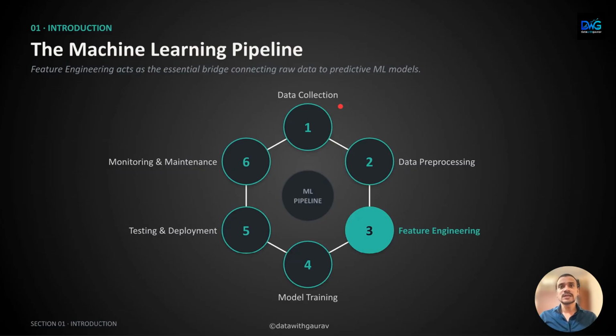You can think of feature engineering as a bridge between prepared data and a machine learning model. The quality of these features often has a greater impact on the model performance than simply choosing a more advanced algorithm. After feature engineering, we move on to model training, where we select an appropriate machine learning algorithm and train it using the engineered features. Next comes testing and deployment. We evaluate how well the model performs on unseen data, and if it meets our expectations, we deploy it to our production. Finally, we enter the monitoring and maintenance phase.